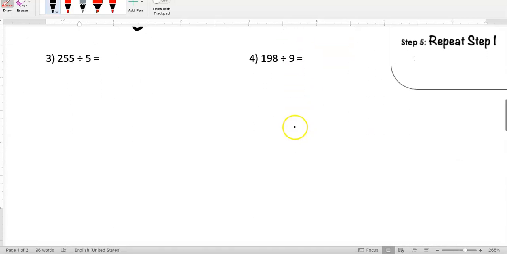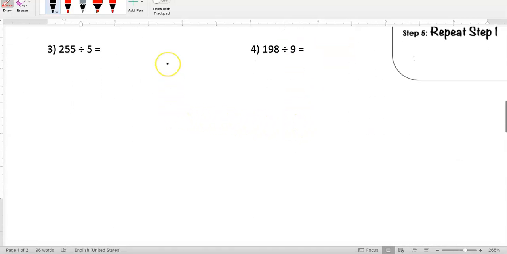All right, 255 divided by 5. We should be getting in the swing of it. If you're doing this while I'm doing it, you should be getting better at it. All right, we have 255 divided by 5. Let's go ahead and start.